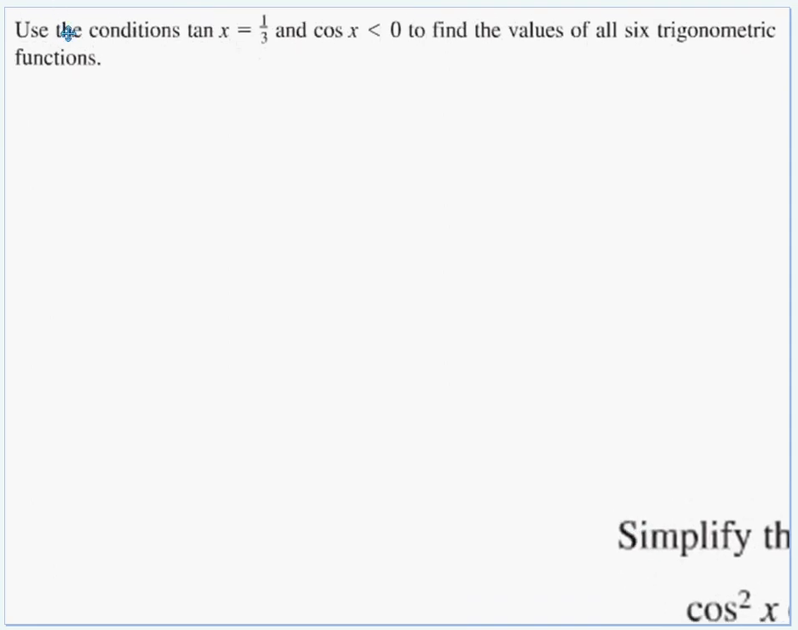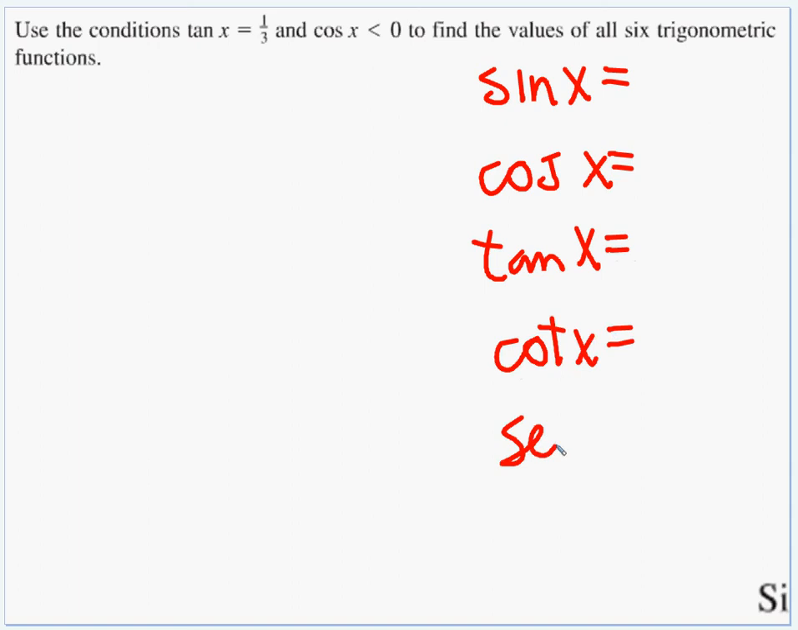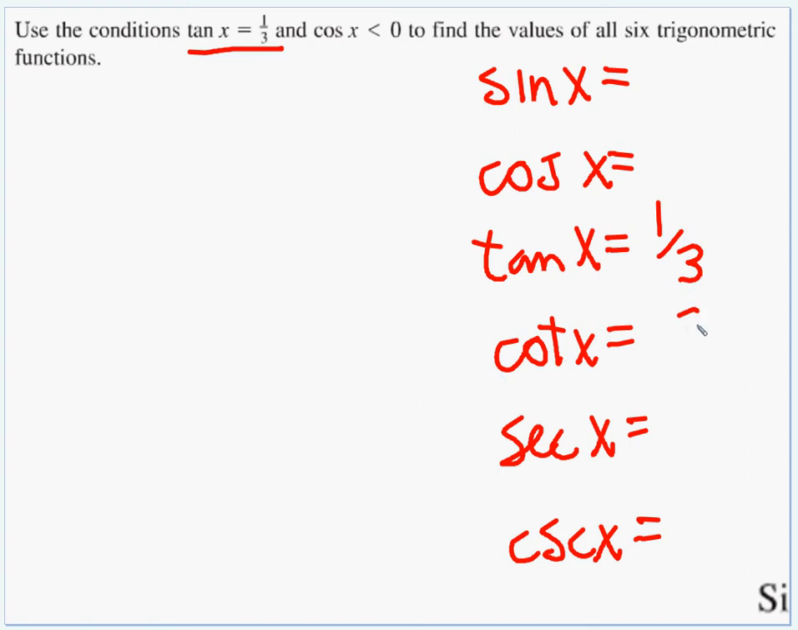All right, so this is just like example 1. We want all 6 trig expressions. Let me hide this more in the corner. So when we're all done, well, I'll put the x's in there. Sine, cos, tan, cotan, secant, cosecant. Okay, they did give us one of them. Tan is a third. So tan is 1/3. Immediately we can flip it over and get cotan, 3.